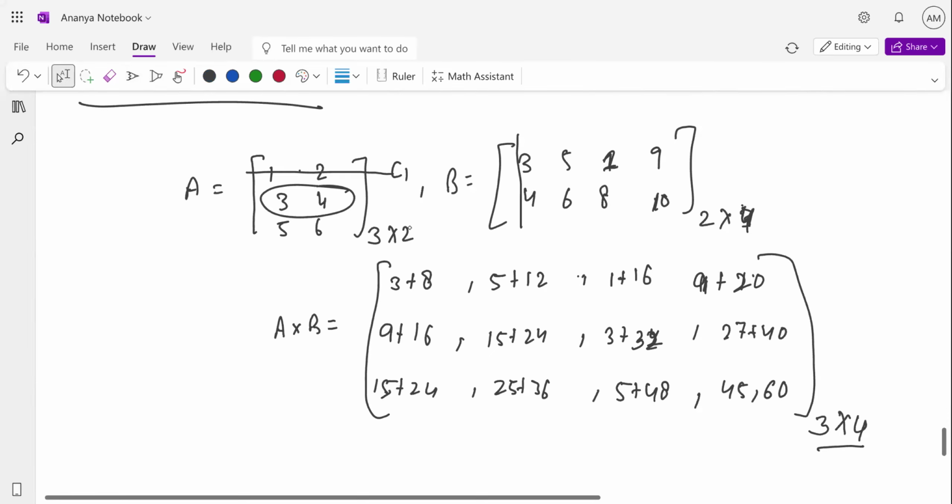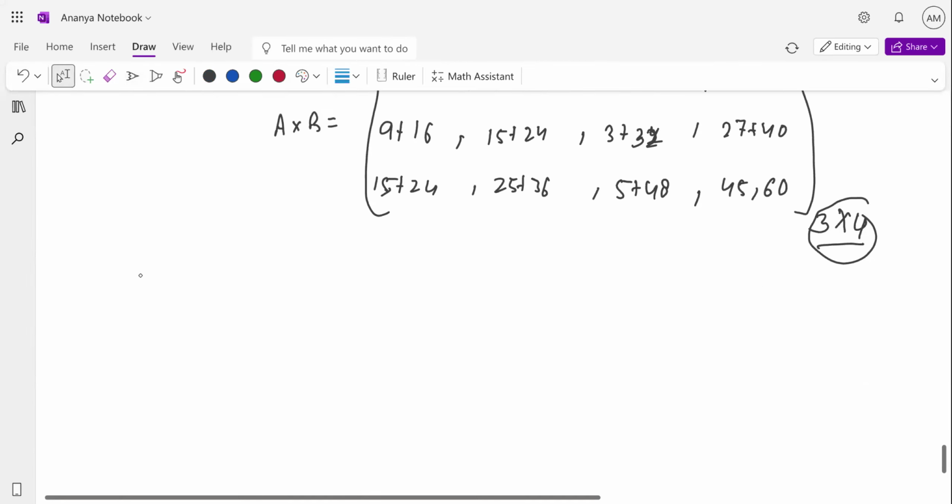So for the possibility of multiplication, rows of the first matrix should be equal to columns of the second matrix. No, wait. Columns of the first matrix should be equal to rows of the second matrix. Is that clear? And the rest, rows of the first multiplied with the columns of the second, will give you the final matrix result. Understood? Makes sense?